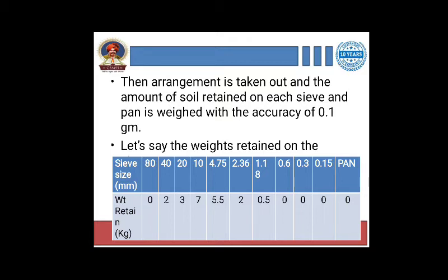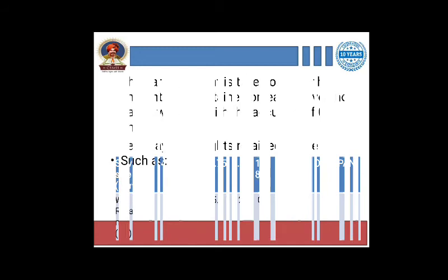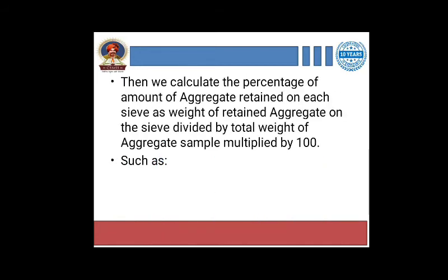Then this is nothing but the sieve analysis. Now we come to know how much quantity of soil aggregate is there of 40 mm, 20 mm or 10 mm, and so on. Now this is the grading of the soil. We graded the soil sample or aggregate sample. Now we have to calculate the percentage retained in each sieve.